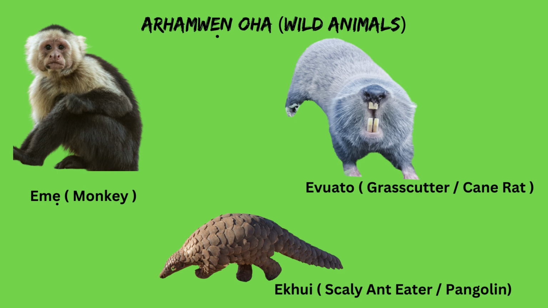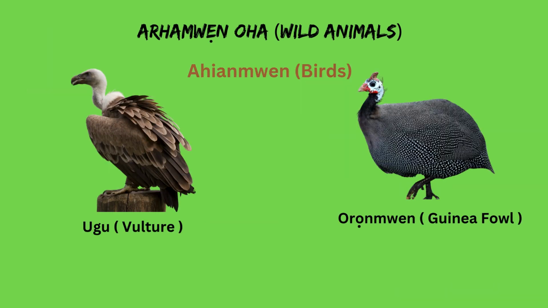Eme is another wild animal. Amuha. Eme is the monkey. Evuato, grass cutter. Ehui is the scaly anteater or the pangolin. So notice Eme, Ehui, Evuato, they have no underdot. Now look at some birds from the wild. We see Ugu is a vulture. Orome is a guinea fowl. Ugu, Orome.